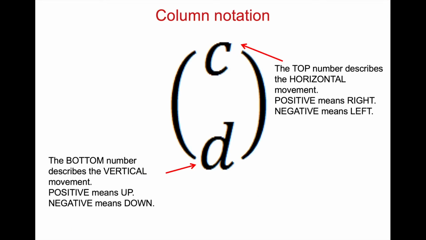Just to recap, in column notation, the top one shows horizontal direction. Positive means right movement, negative means left movement, and the bottom one indicates vertical direction. Positive means going up, negative means going down. All right.